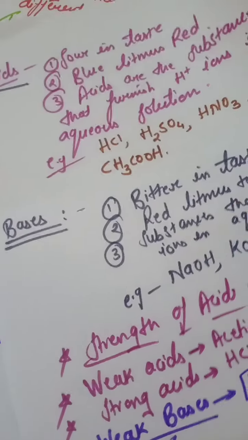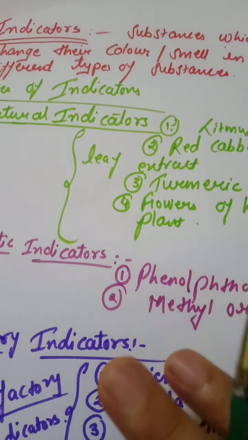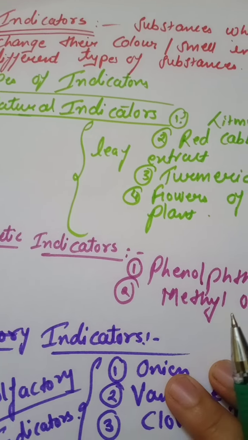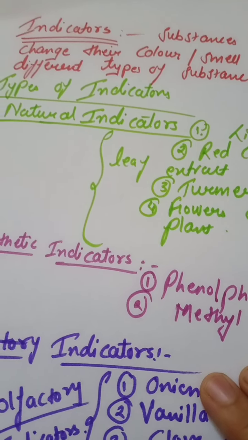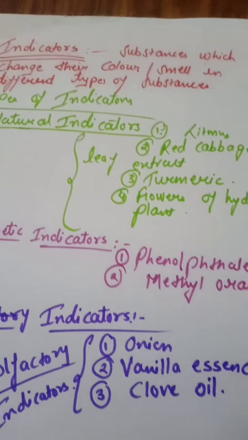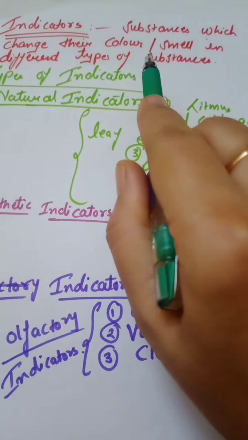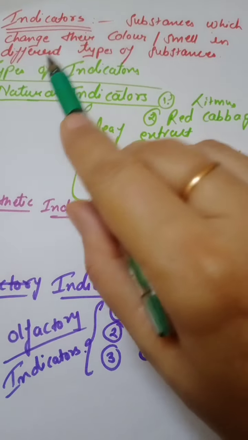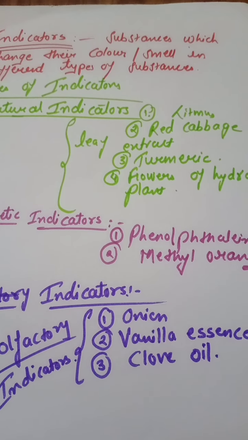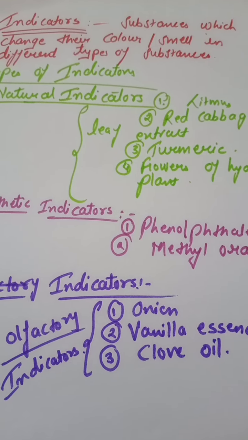Next, I'm going to explain about indicators. This is a very important topic, and in your board exam, surely one question may be asked regarding indicators. Let us start with the definition first. Indicators are the substances which change their color or smell in different types of substances. So they are known as indicators.